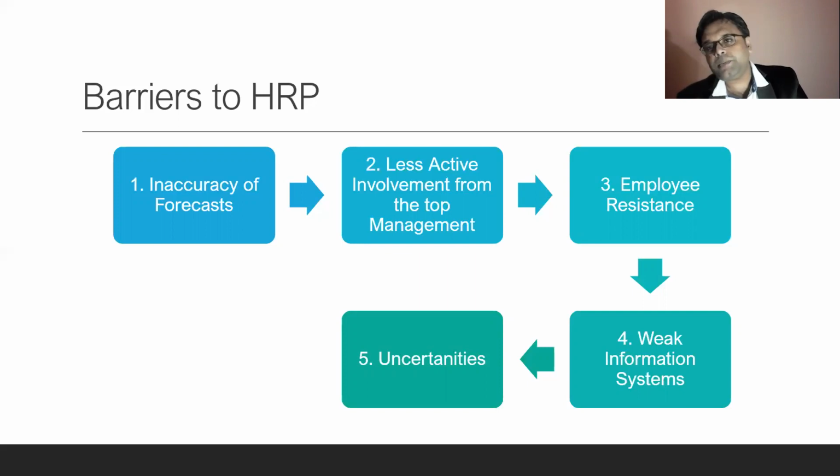Weak information system. If your information system is weak, definitely your HRP would suffer. And uncertainties. Suddenly you have to plan. Suddenly this coronavirus pandemic came and everything is locked down and you are not able to work. I mean, your revenue stopped. So definitely that will be creating uncertainties. So these are the barriers of human resource planning, right?